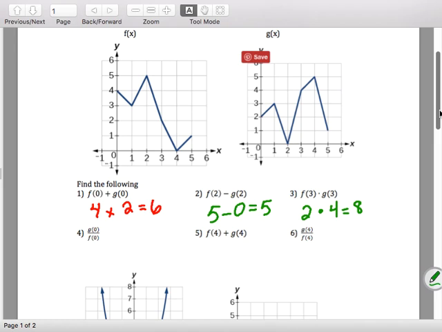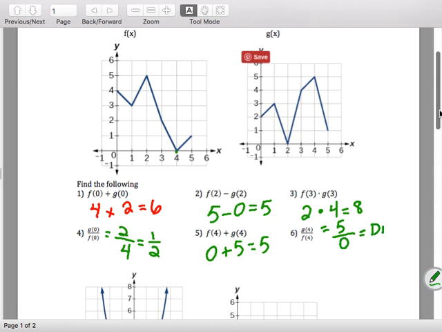Number 4, g of 0 is 2, f of 0 is 4. We reduce all fractions, so reduce that to 1/2. F of 4 is 0, here's f of 4, the y value is 0. G of 4 is 5. 0 plus 5 is 5. Number 6, g of 4 is 5. F of 4 is 0.